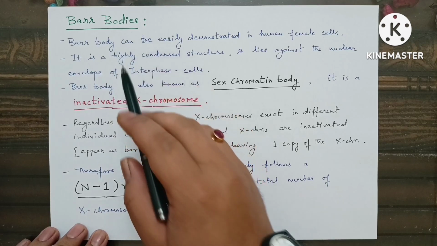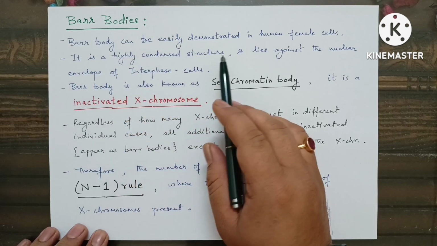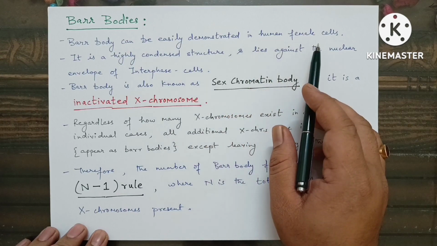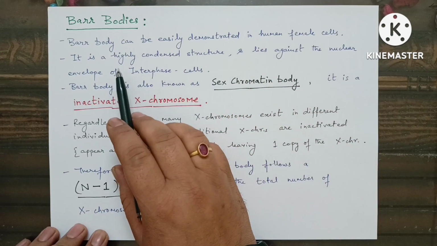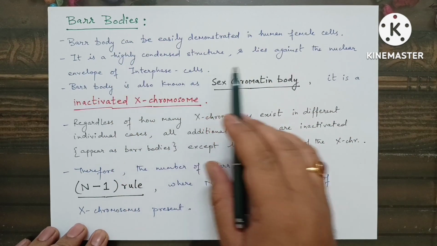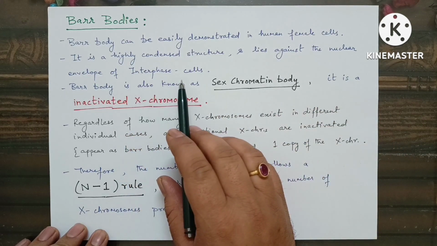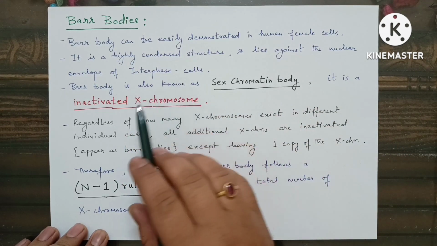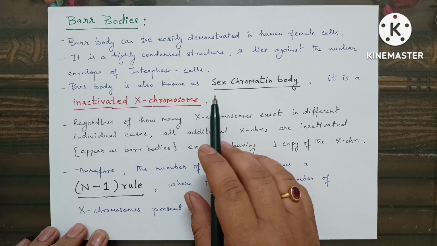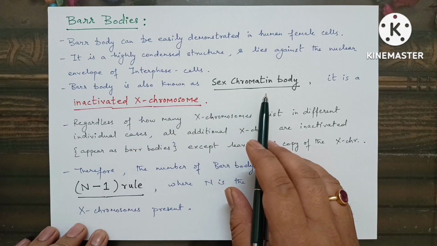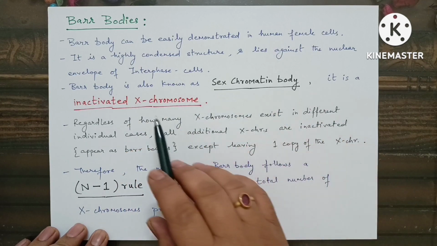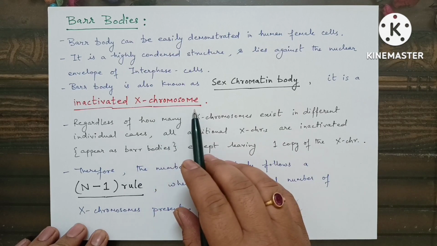Barr bodies. Barr body can be easily demonstrated in human female cells. It is a highly condensed structure and lies against the nuclear envelope of interphase cells. Barr body is also known as sex chromatin body. It is the inactivated X chromosome.